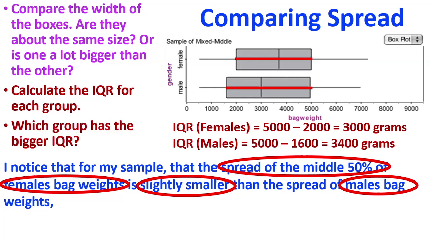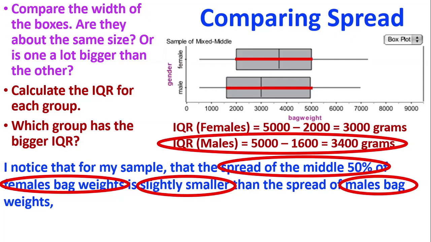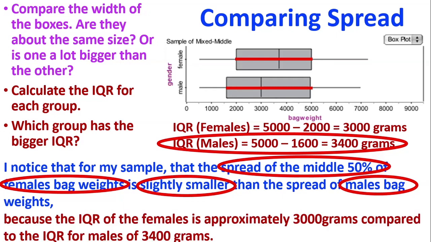So now for writing the sentence, I've got to think, well, which group has got the biggest interquartile range? And in this case, it's definitely the males. So now I'm going to add my because for my merit. So I'm going to say that the reason I can say this is that the interquartile range for females is about 3,000, whereas the male's interquartile range is 3,400 grams. So that's my evidence of how I can prove that the spread is bigger.